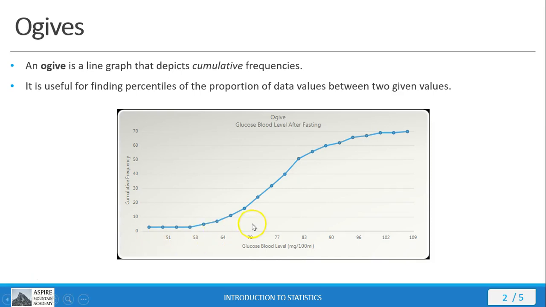And then you start rising the blood glucose levels. So you're moving to the right on your graph. And you notice you start getting more and more participants. Okay, so let's say, right here, 79, or so. You've got, say, 40 participants, and it just keeps on getting larger and larger until you get to the end, where you've got all 70 participants who have blood glucose levels of 109 or lower.